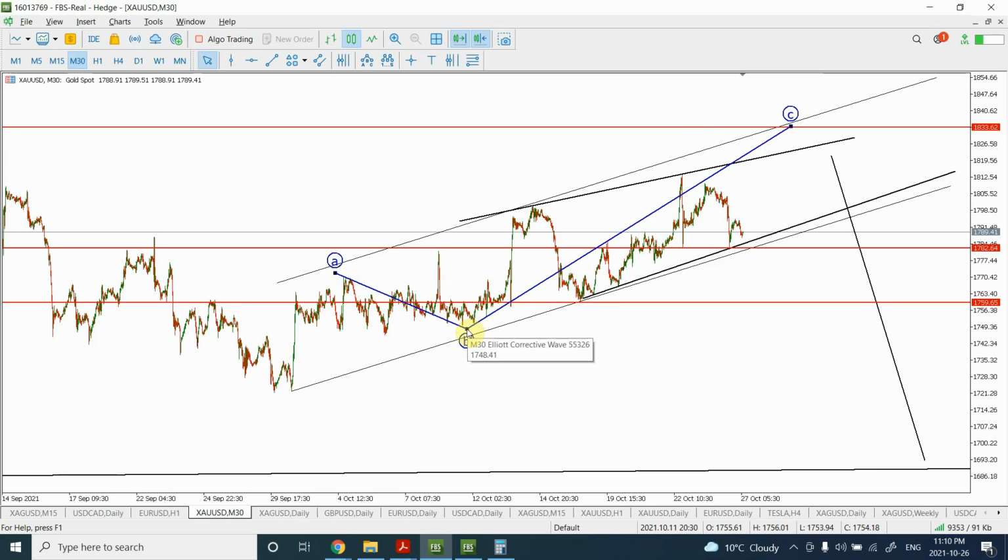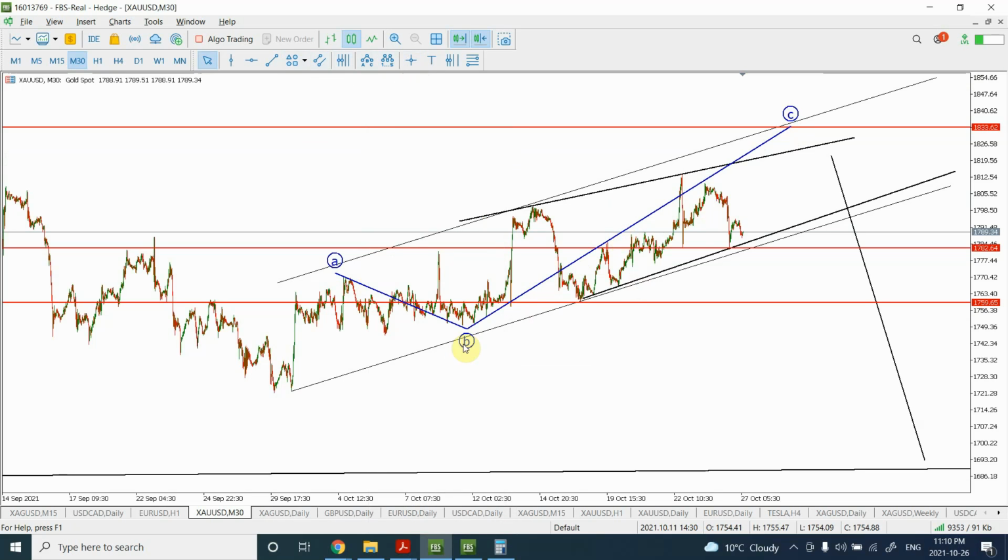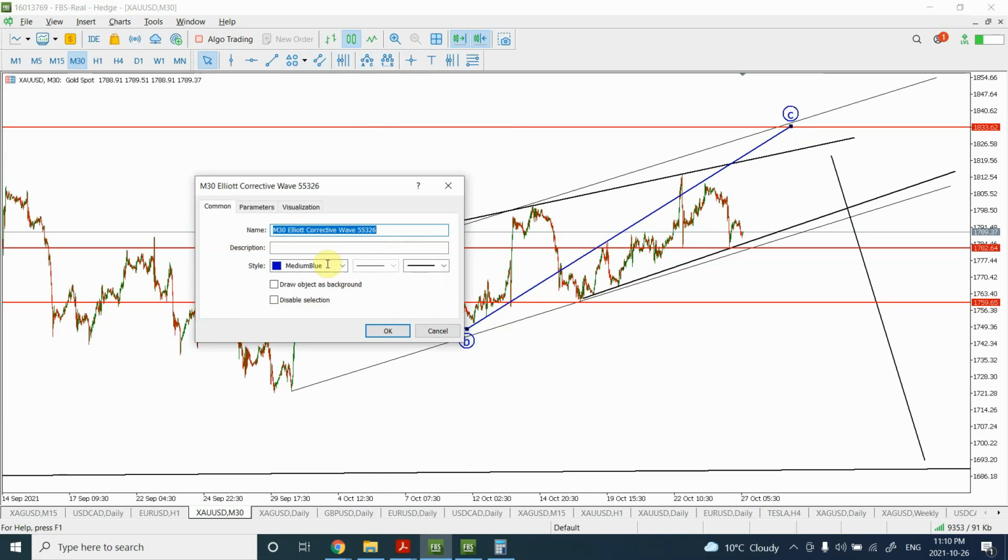And let me do this. And we don't need the lines. Give me a moment, guys. Oh, come on. Properties, and we do not want the lines to show up. Okay.